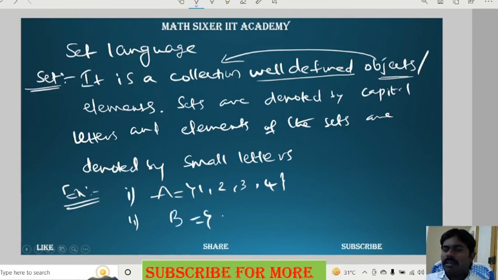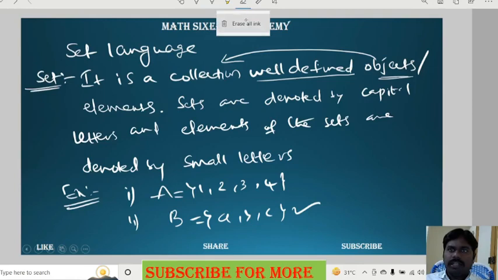Suppose I take B as another set, because it is also a capital letter, denoted by capital B, and I am taking small a, b, c. So this collection is also a set. Now we will see an example of not a set.